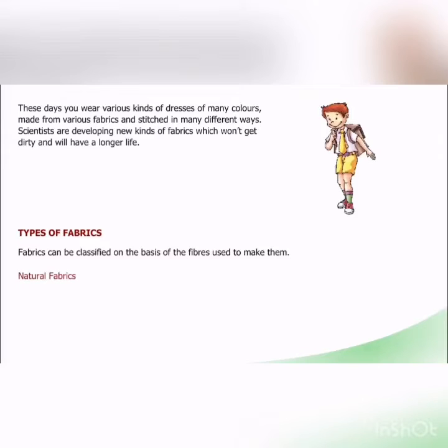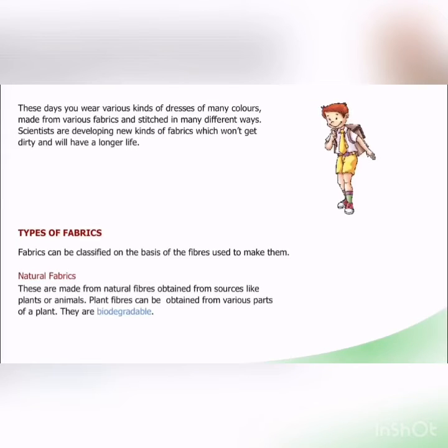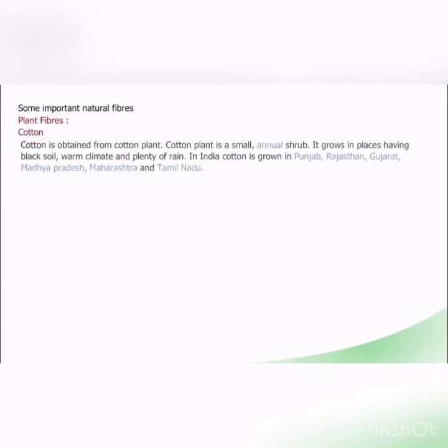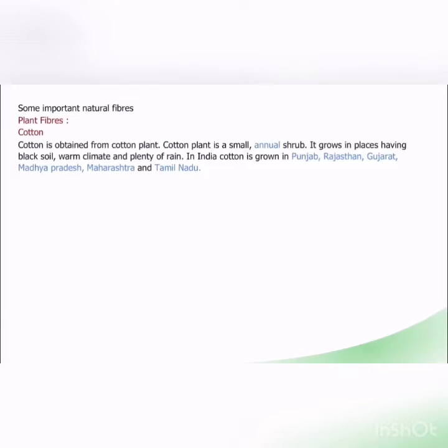Natural fabrics. These are made from natural fibers obtained from sources like plants or animals. Plant fibers can be obtained from various parts of a plant. They are biodegradable. Some important natural fibers. Plant fibers. Cotton. Cotton is obtained from cotton plant.